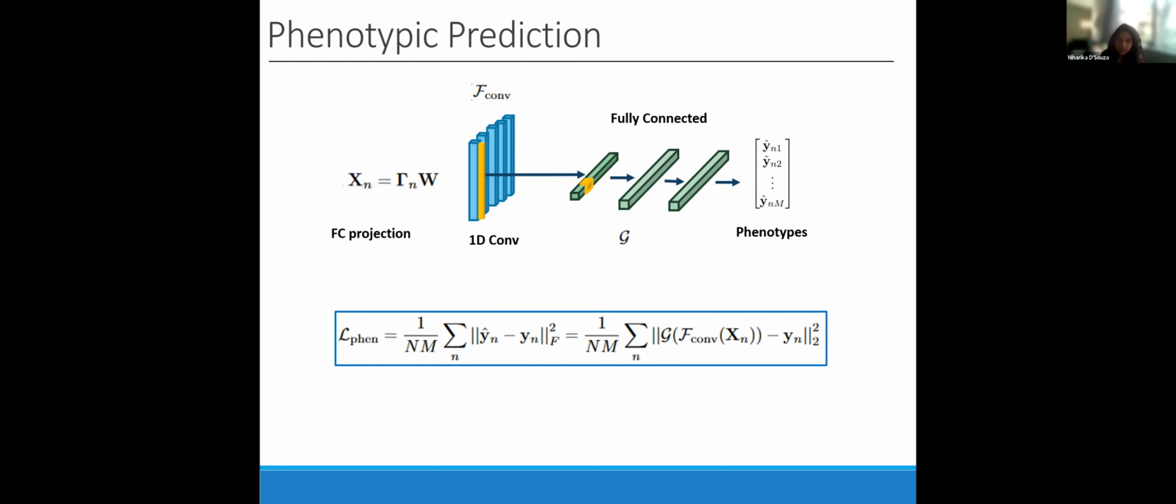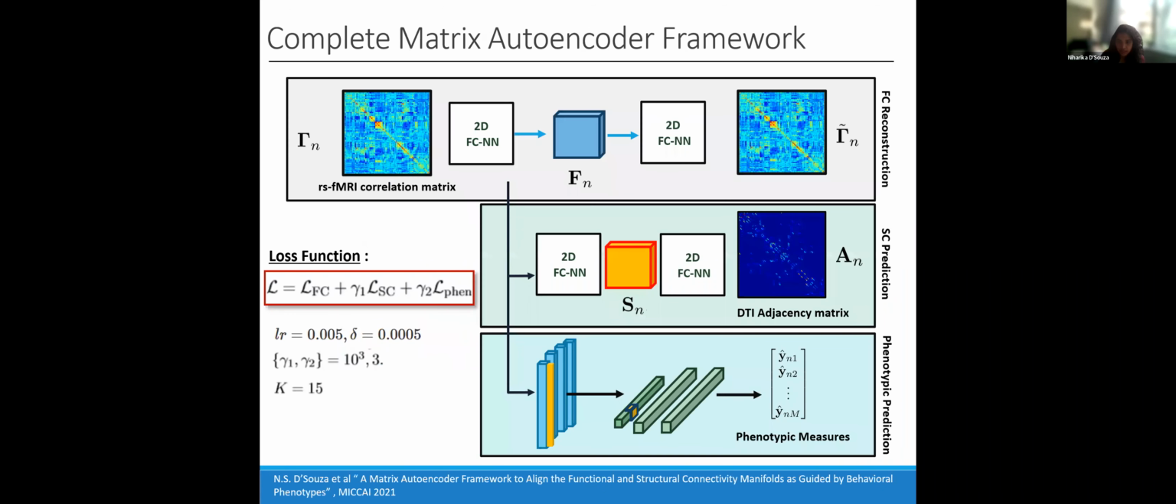Overall, this prediction branch serves as a secondary regularizer for the matrix autoencoder model and encourages the representations to be informative of clinical characterizations. This slide illustrates the complete framework that appeared last year in MICCAI. To train the joint model, we adopt a stochastic Adam optimizer and use a separate validation set for tuning.